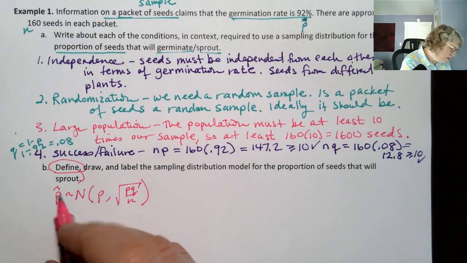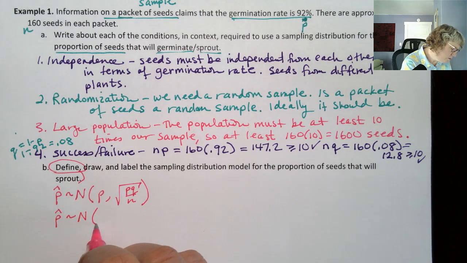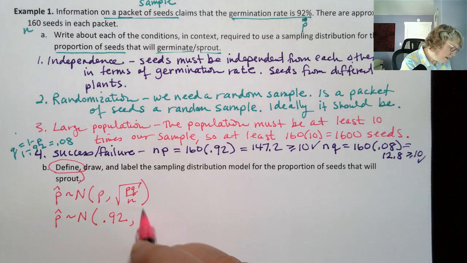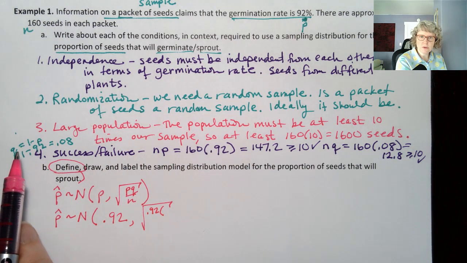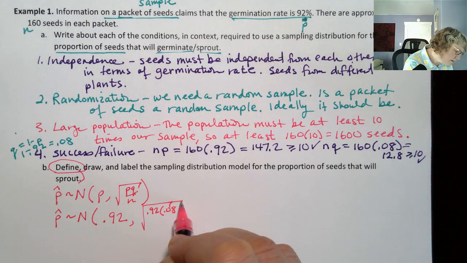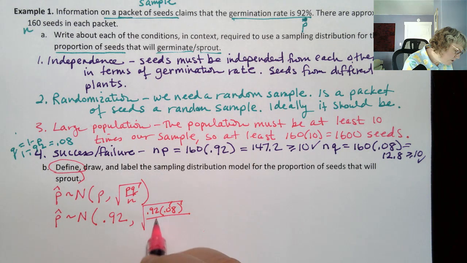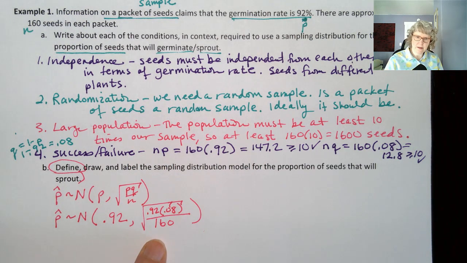Okay, so to rewrite this with the numbers in here, P hat is distributed as normal with a mean of 0.92, and our standard deviation will be the square root of 0.92 times, we've already calculated our Q, so once you do that, you can keep using it, 0.08 over 160, which is our N. Okay, so I'm going to calculate this.